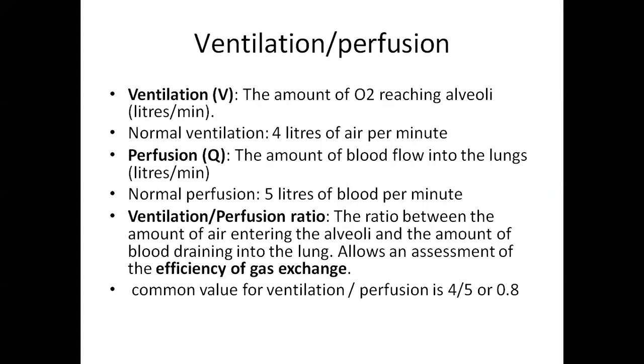So in this, ventilation and perfusion, two things are there. Ventilation is denoted with a capital V. So what is ventilation? The amount of air reaching the alveoli is called ventilation, and this is measured in liters per minute. Under normal situations, per each minute, 4 liters of air enters into our lungs. So 4 liters per minute is the normal ventilation. And perfusion is the amount of blood flow into the lungs, and this is also measured in liters per minute. So normal perfusion is 5 liters of blood per minute.